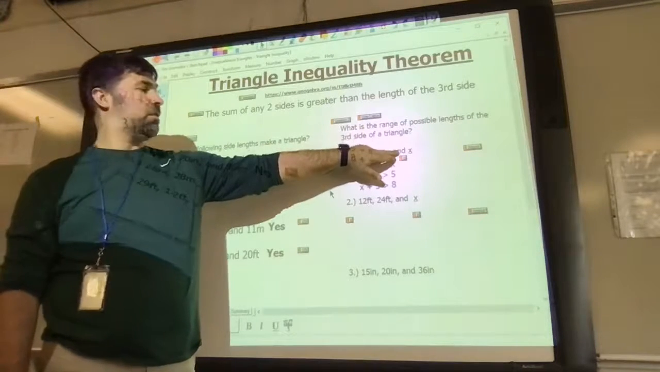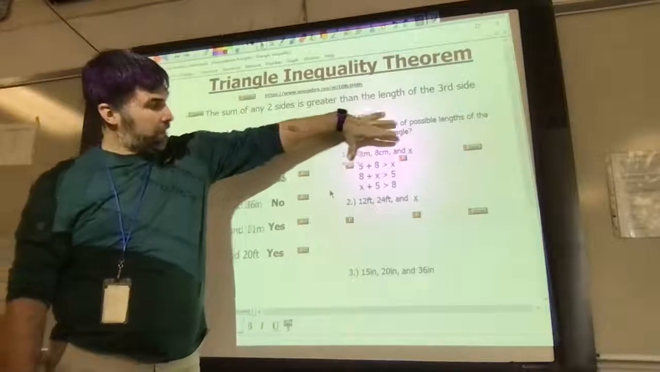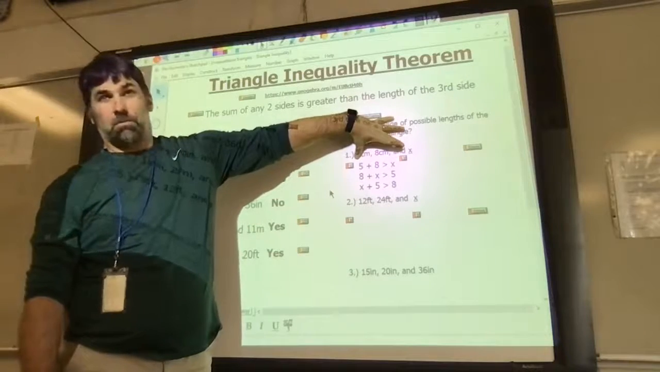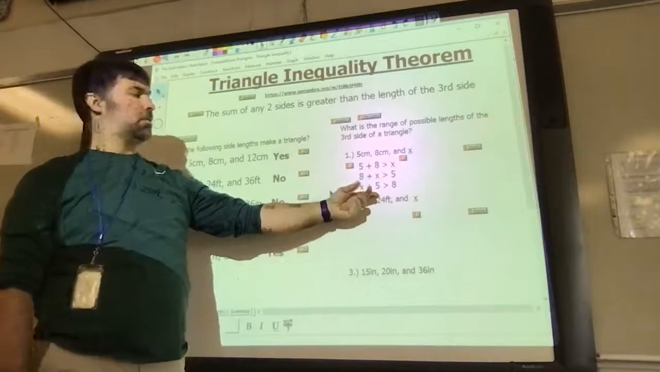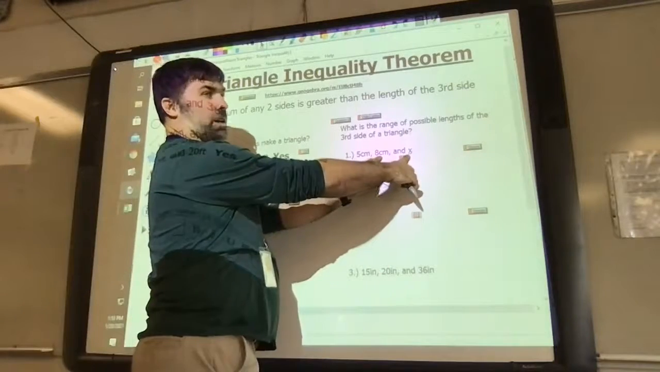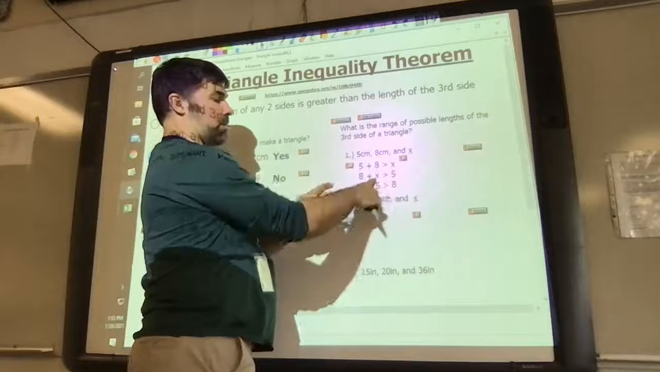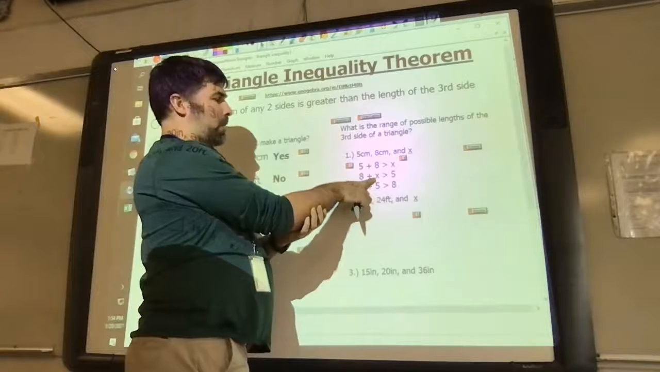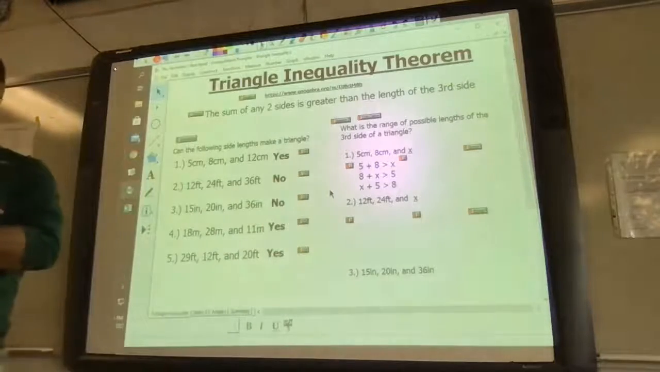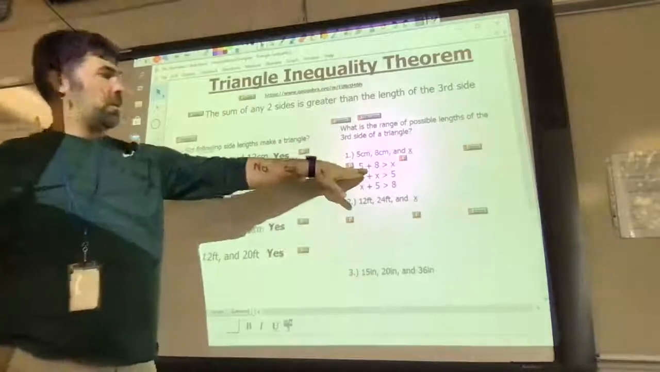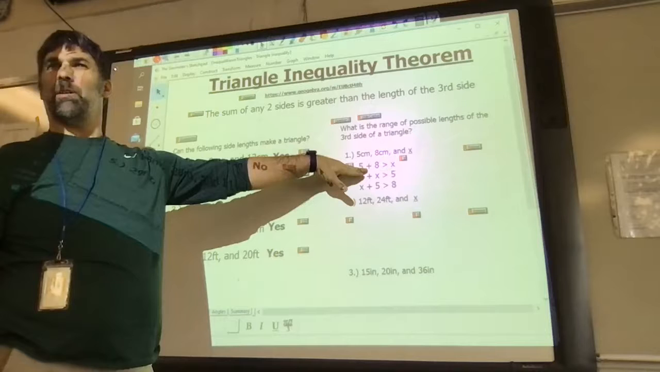We're going to throw a little algebra in. All right, let's say 5 and whatever X is are the two smallest. It's got to be bigger than 8. All right, let's say 8 and whatever X is are the two smallest. It's got to be bigger than 5. Okay, and what if we solve these 3 little inequalities? How would you solve that? Not really solve it, just simplify it.